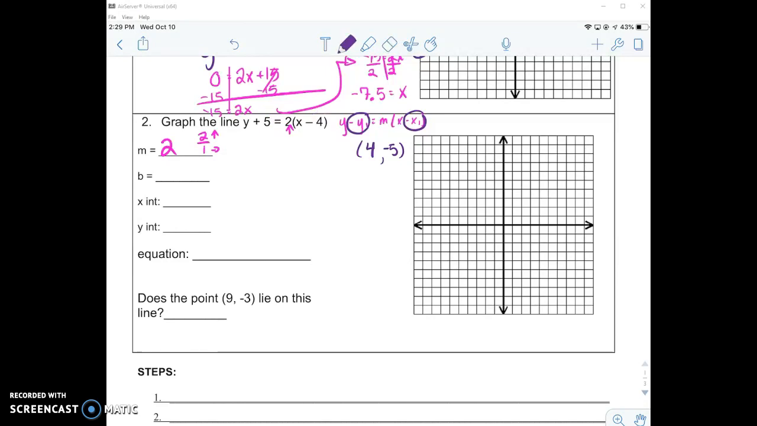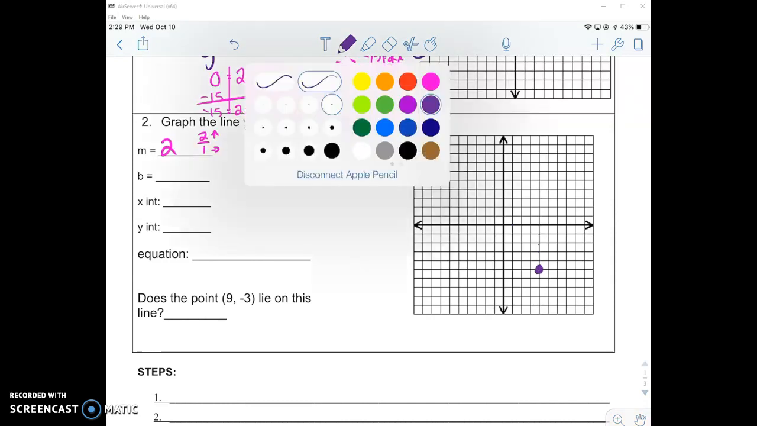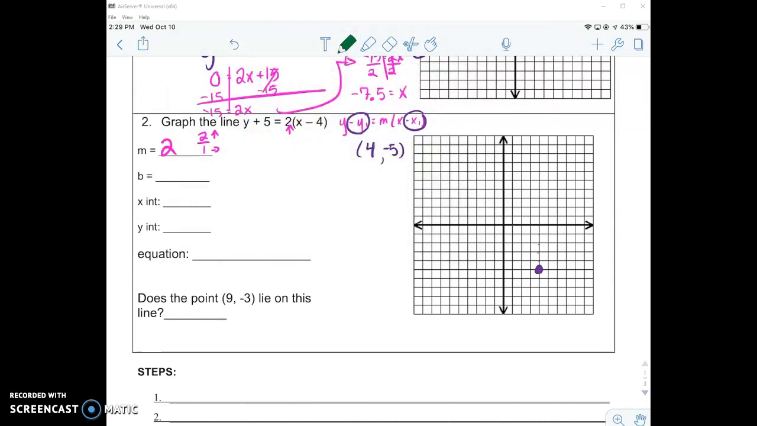From this, I can go ahead and graph my line. I have the point positive 4, 1, 2, 3, 4, negative 5, 1, 2, 3, 4, 5. And I know that my slope is up 2 over 1. I draw a line to connect my points.